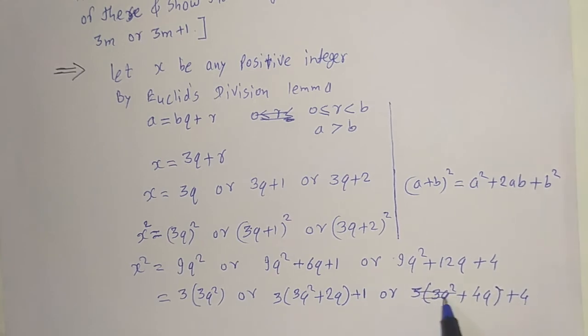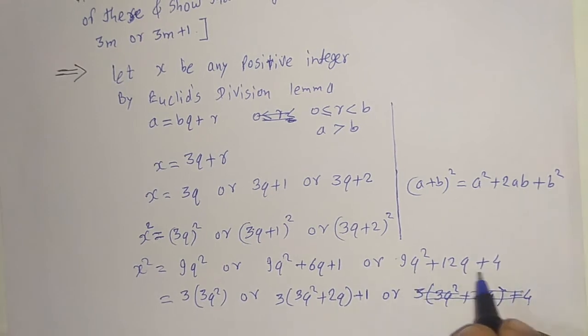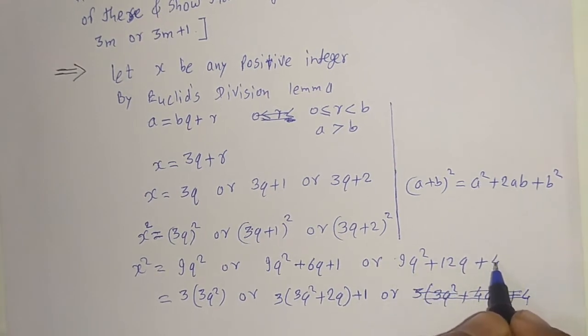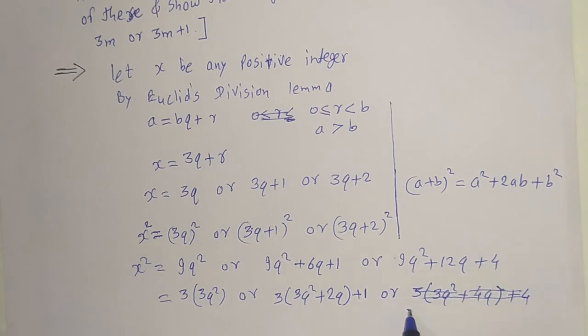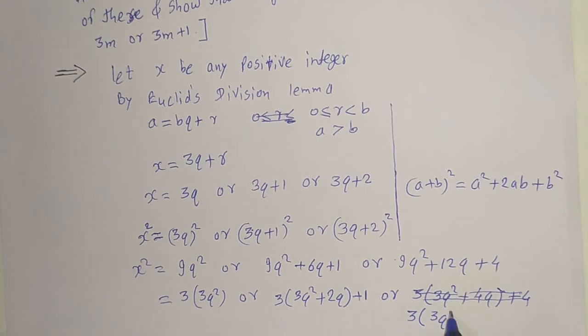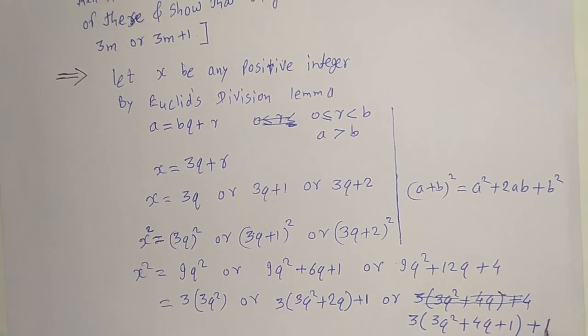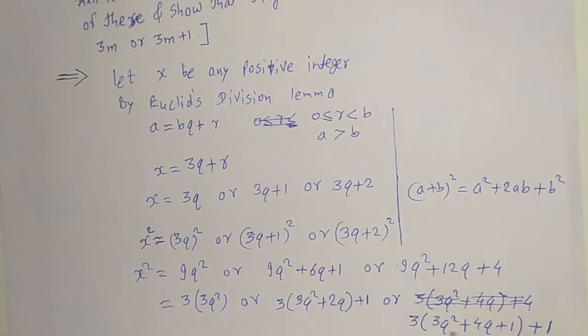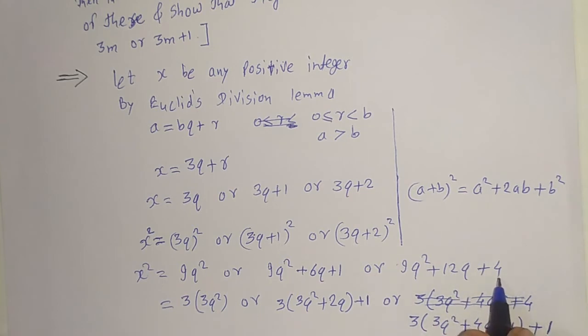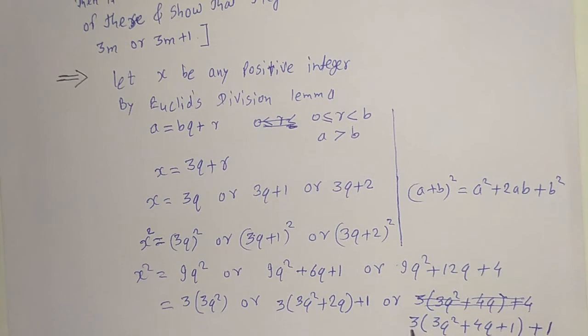This cannot be the final form, because if you take 3 common, you can take 3 common from this 4 value also. So it has to be 3 into (3q square plus 4q plus 1), and here again you have to add 1. So what will be the multiplication? 3 into 3, 9q square, 3 into 4, 12q, 3 into 1, 3, plus 1, 4. Here we have to add 1 to this multiplication. 3 into 1, 3, plus 1, already you have written it. So it will be 4 again.